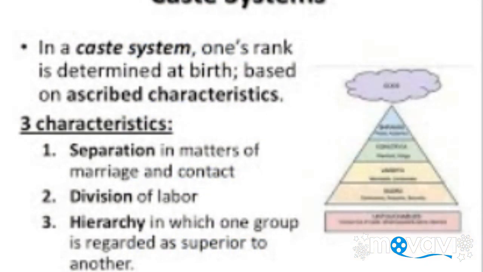In a caste system, one's rank is determined at birth based on ascribed characteristics. In other words, it is a hereditary endogamous social group in which a person's rank and its accompanying rights and obligations are ascribed on the basis of his birth into a particular group. The characteristics of a caste system are as follows. First is the separation in matters of marriage and contact, second is division of labor, and the third one is hierarchy, in which one group is regarded as superior to another.